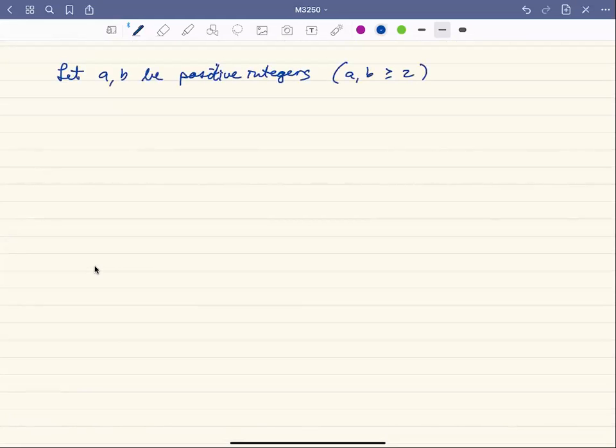The reason for that is that I want to be able to talk about the prime decomposition of a and b. So I want to be able to think about a and b as being written as a product of primes. And what I want to do is explain the following. I'll state this and prove this in a second, but let's first give an example. So let's look at two numbers.